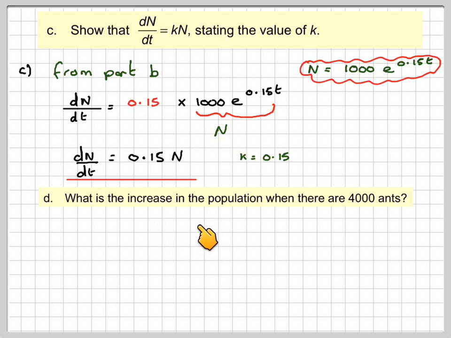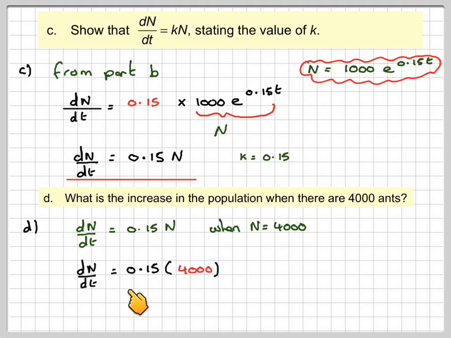What is the increase in the population when there are 4,000 ants? So we now put n = 4,000 in what we've just calculated. The rate of increase will be 0.15 times 4,000, which will give me 600 ants per week. If it was a decrease, then the k would actually be a negative value.